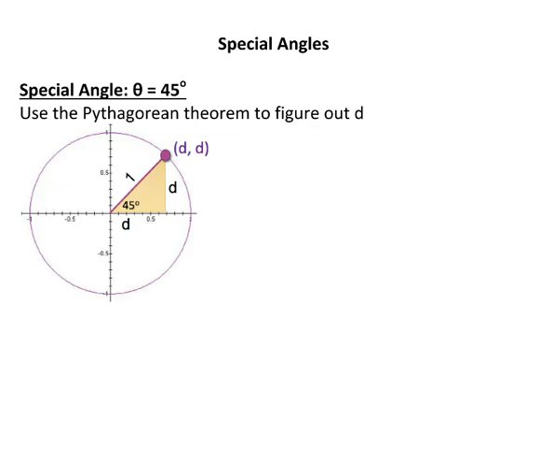So in this video, we're going to be looking at the sine, cos, and tan, so the primary trig ratios, for what are called special angles. Special angles are multiples of 45 degrees, 30 degrees, 60 degrees, 90 degrees. We'll see a few examples of those.